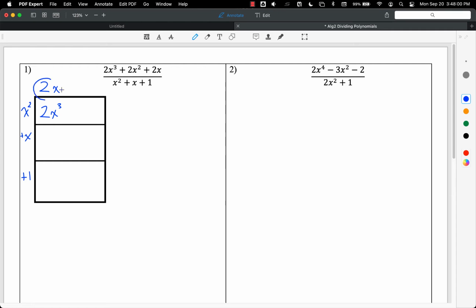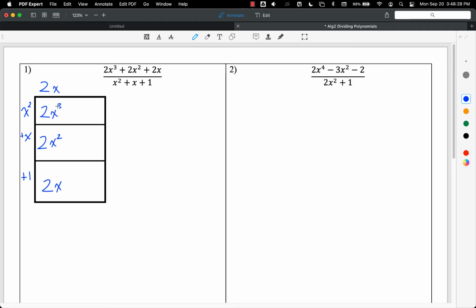Once we figure out this side, then I multiply it all the way through. I know that this has to be 2x in order for that to be 2x cubed. Well, what is 2x times x? That is 2x squared. Why? Because 2 times the invisible 1 is 2, and x to the power of 1 times x to the power of 1, you add the exponents: 1 plus 1 is 2. Moving down, 2x times 1 is just 2x.